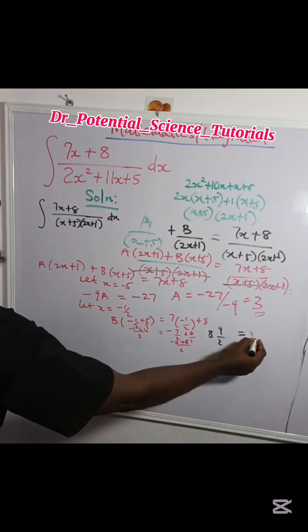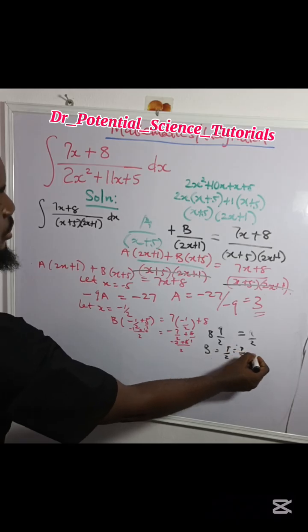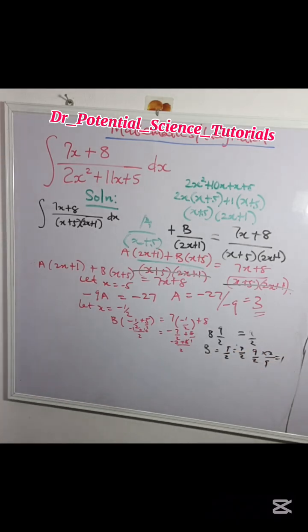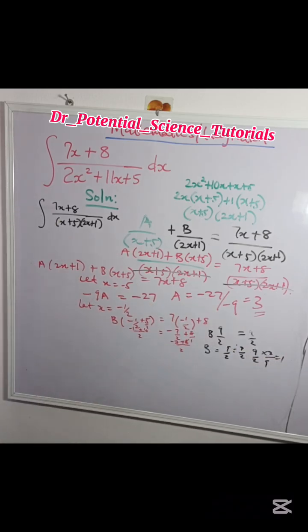Okay, 9 over 2. So my b equals 9 over 2 divided by 9 over 2. That's 9 over 2 times 2 over 9. That's 1. So my b is 1. So a is what? 3. B is 1.